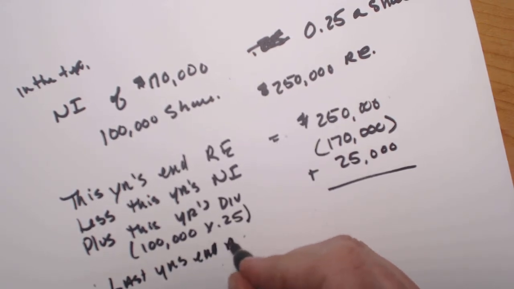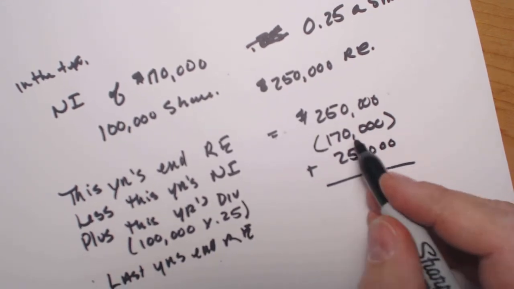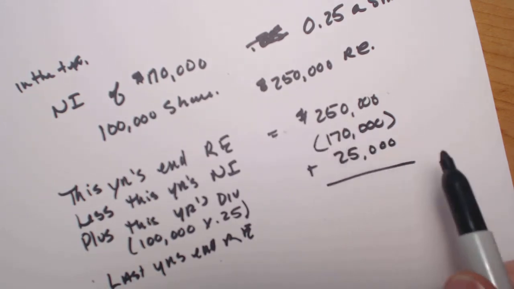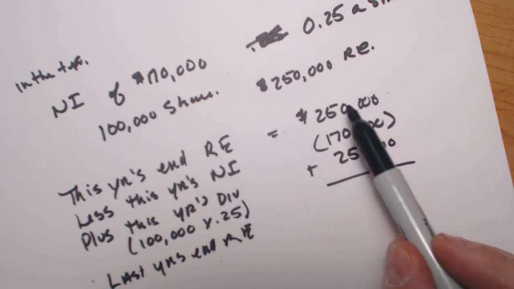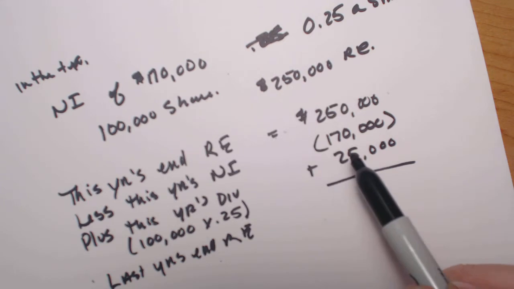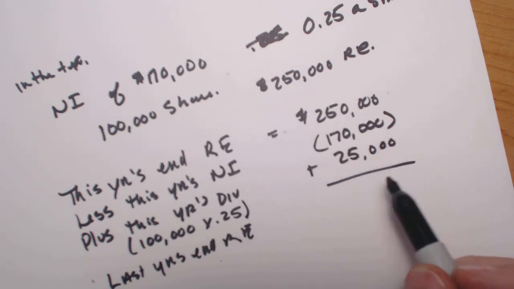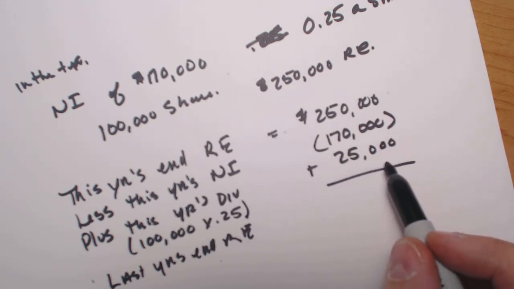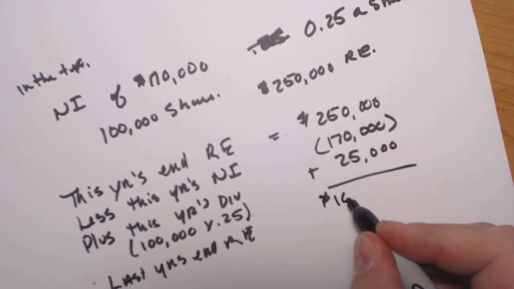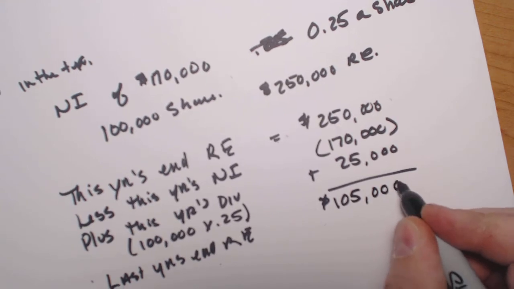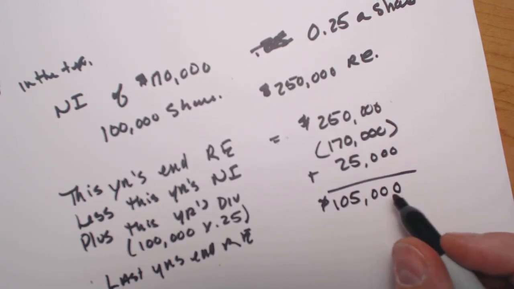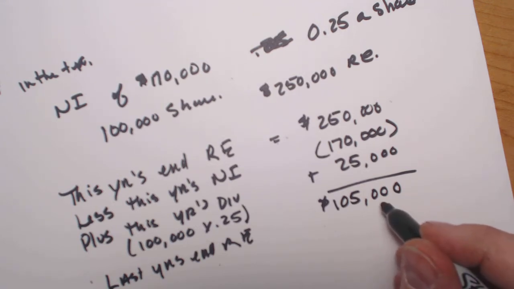So last year's ending retained earnings was, you add these together. Remember, when you're doing something in parentheses, you subtract. So let me just go back over this again. This year's ending retained earnings was 250. Well, we made 170,000, so we're taking that out. Then we paid out $25,000, so we're going to keep that as a positive. And then we're going to add all these up together. So last year's ending retained earnings was $105,000. So that's what we started with last year.